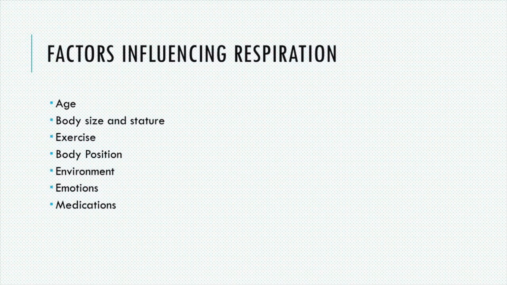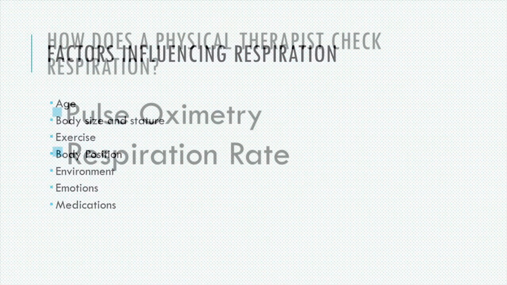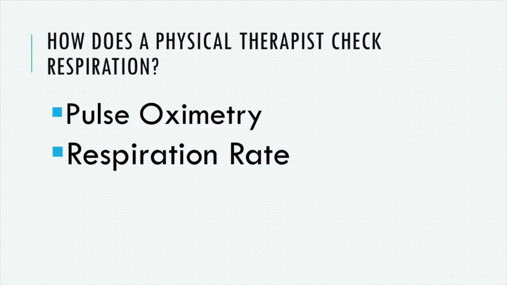Before checking a patient's respiration, it's important to understand the factors that influence the way they breathe. These factors include age, body size and stature, exercise, body position, environment, emotions, and medications. Any one of these can be responsible for an increase or decrease in that person's respiration. As physical therapists, we use two measures to check a person's respiration. We use pulse oximetry or check respiration rate.